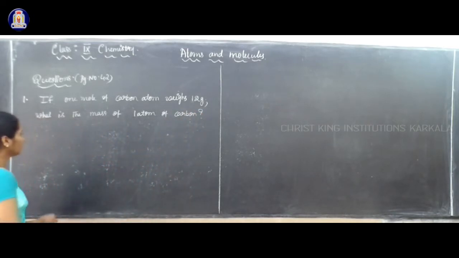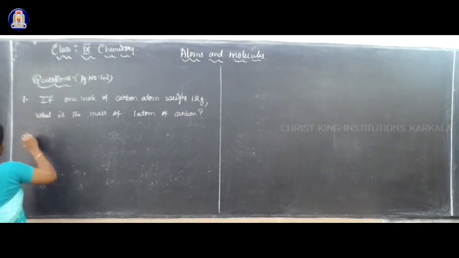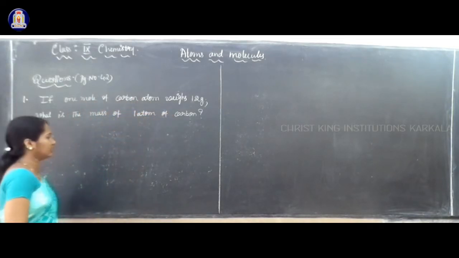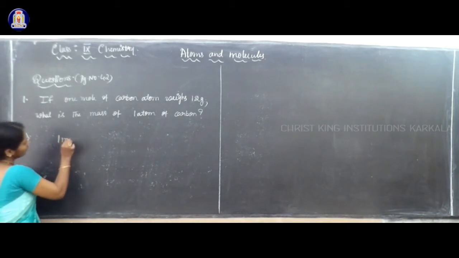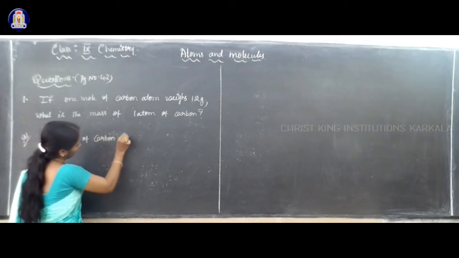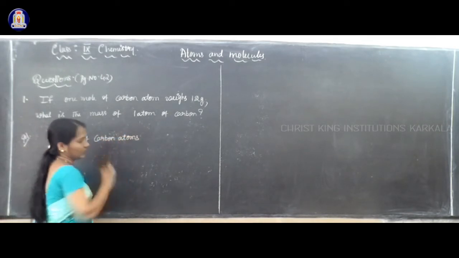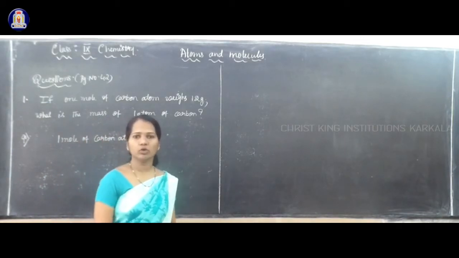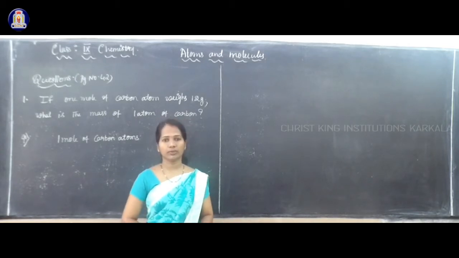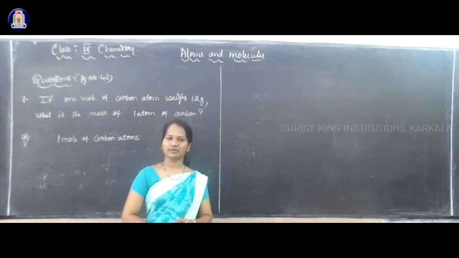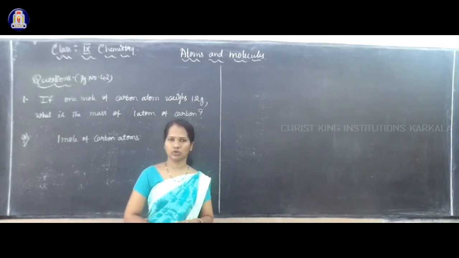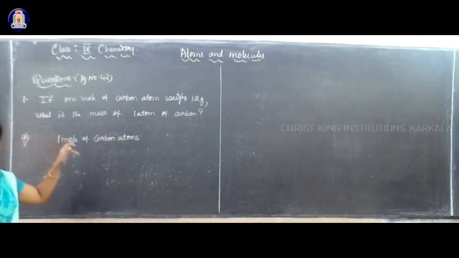So what is given in the question? 1 mole of carbon atom weighs 12 gram. That is the mass of 1 mole of carbon atoms. We have studied what we mean by 1 mole. 1 mole is equal to 6.022 into 10 to the power 23 atoms. It may be atoms, molecules or particles, so 1 mole may be anything.